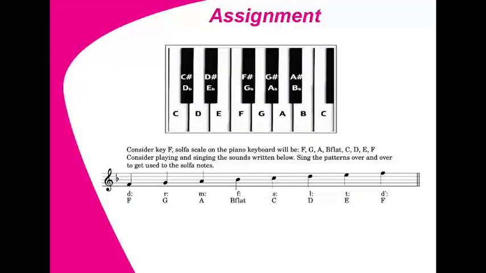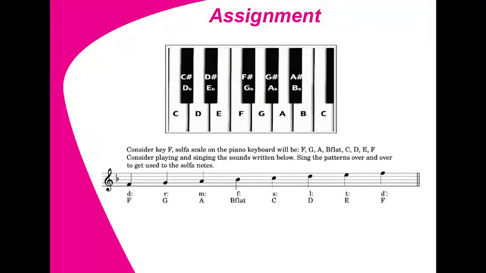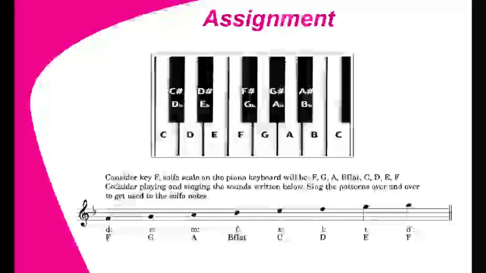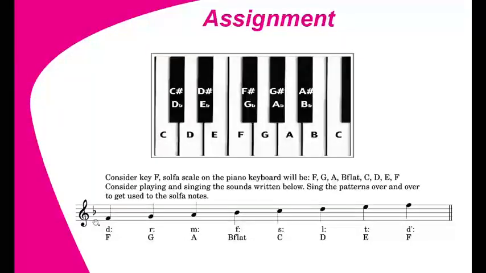Special assignment. In your free time, consider key F. The solfa scale on the piano keyboard will be F, G, A, B flat, C, D, E, F. Remember key F, we said it has one flat. You are seeing the flat here. This flat is on line B, meaning everywhere we find B, we shall play a B flat.